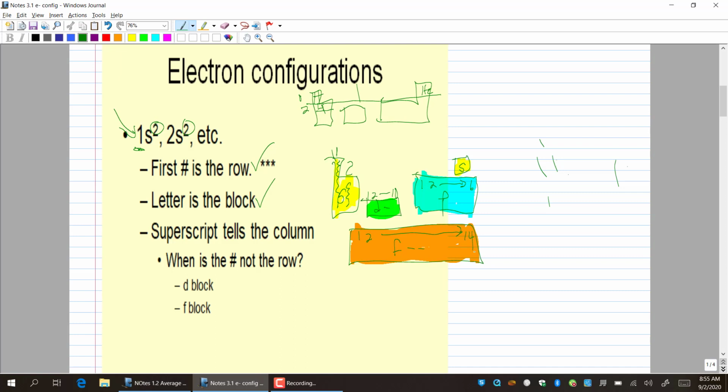All right. So the superscript tells the column. So now you kind of have that. When is the number not the row? The D block and the F block. So if you're the D block, you're D minus.